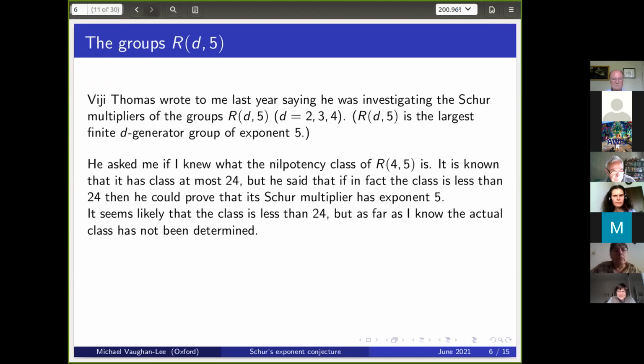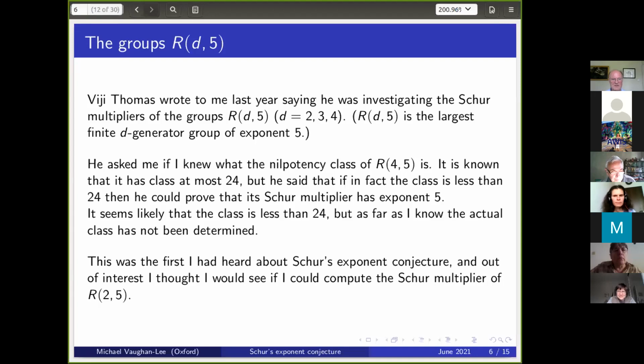Anyway, back to Schur's conjecture. Well, I'd never heard of it till last year, and a guy called Vijay Thomas wrote to me saying he was investigating the Schur multipliers of the groups RD5. That's R for restricted, so these are the restricted Burnside groups of exponent 5 on 2 and 3 and 4 generators. And he wanted to know if I knew what the nilpotency class of R45 is. It's known that it has class at most 24, but he said that if in fact the class is less than 24, then he can prove that its Schur multiplier has exponent 5. Seems likely that the class is less than 24, but I don't know what it is, so I really wasn't able to help him. But it got me thinking about this.